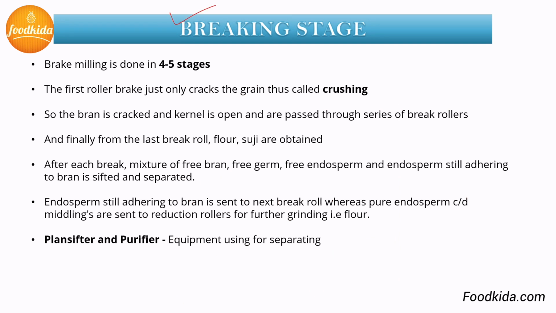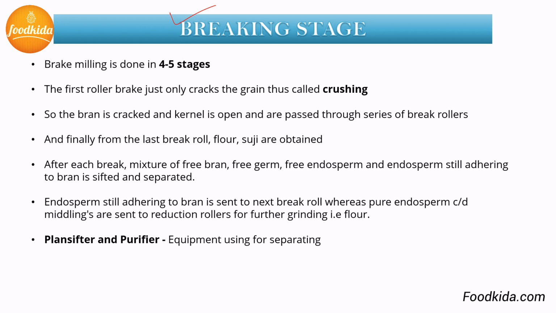In the breaking process, after the tempering step, wheat is passed through the break rollers. So the first step is to pass them through the set of break rollers, and these two break rollers are horizontal, rough surface, corrugated rollers which rotate in opposite directions, and one roller rotates faster than the other one.